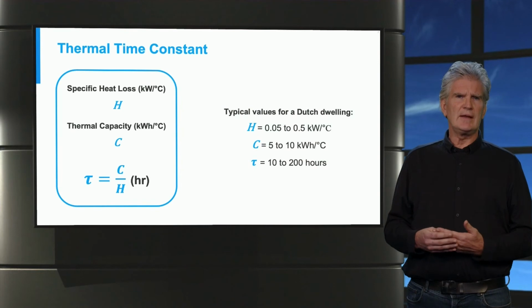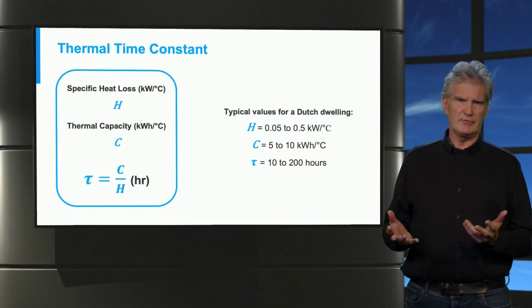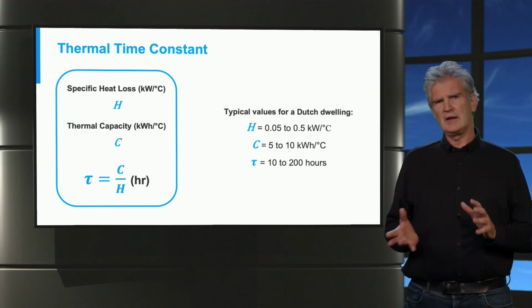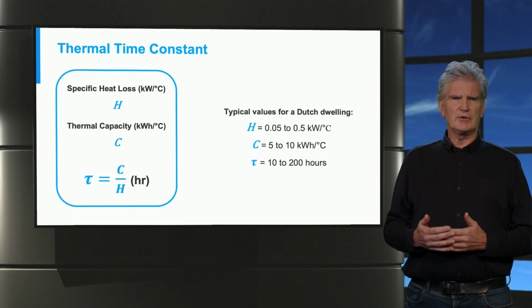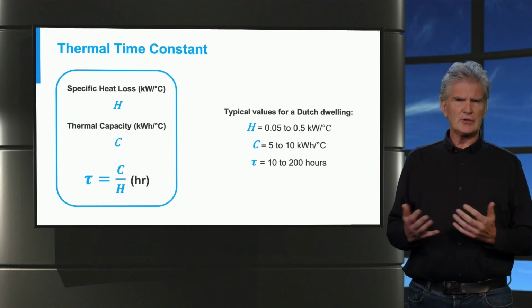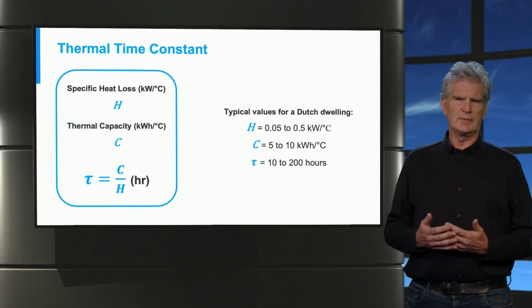For a typical Dutch dwelling, the heat loss coefficient can be somewhere between 0.05 and 0.5 kilowatts per degree Celsius, and the thermal capacity can be somewhere between 5 to 10 kilowatt hours per degree Celsius. As a consequence, the time constant can range from 10 to 200 hours in a typical dwelling.